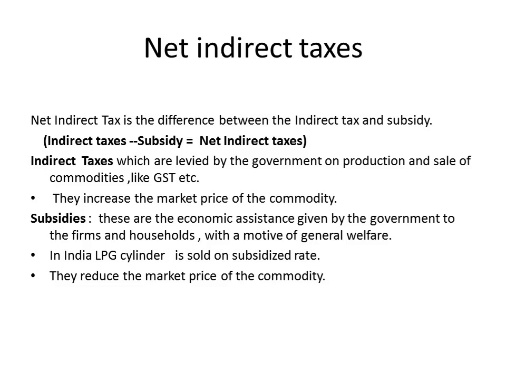GST. Suppose cost of the commodity is 100 rupees. Government imposes taxes of 10%, then the price of the commodity is 110 rupees. So they increase the market price of the commodity.